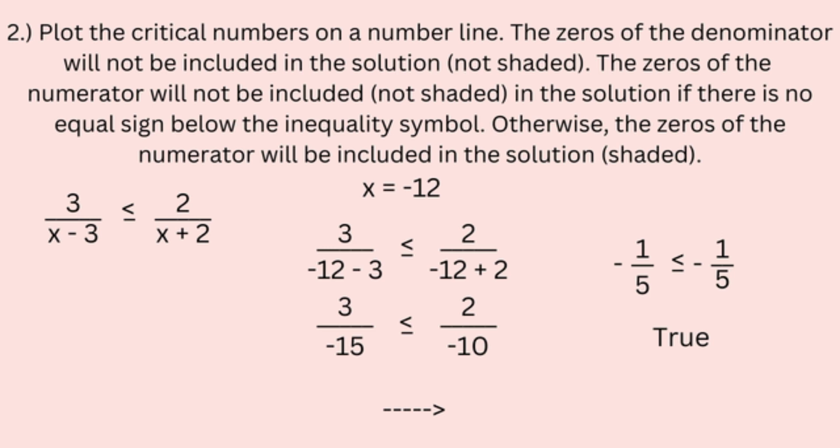Now we're going to substitute these critical numbers to the original inequality. We will substitute -12 to the original inequality. So 3 over -12 minus 3 is less than or equal to 2 over -12 plus 2. Next is 3 over -15 is less than or equal to 2 over -10.